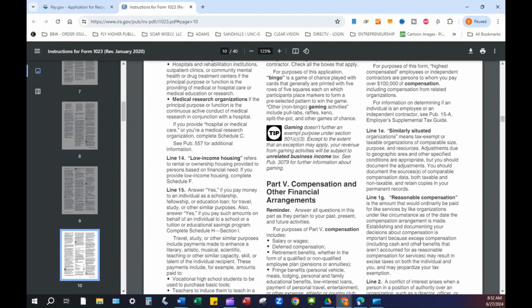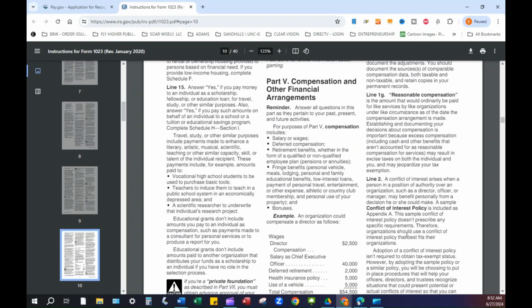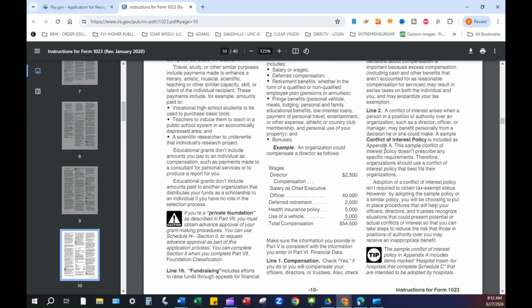Because you do want to read this. You want to know what reasonable compensation is. You want to know what they mean by similarly situated. I mean, it kind of speaks for itself, but there is reasonable compensation when it comes to nonprofits. So read that, please. But here we are interested in conflict of interest policy. So, what it says, conflict of interest policy is included as Appendix A.